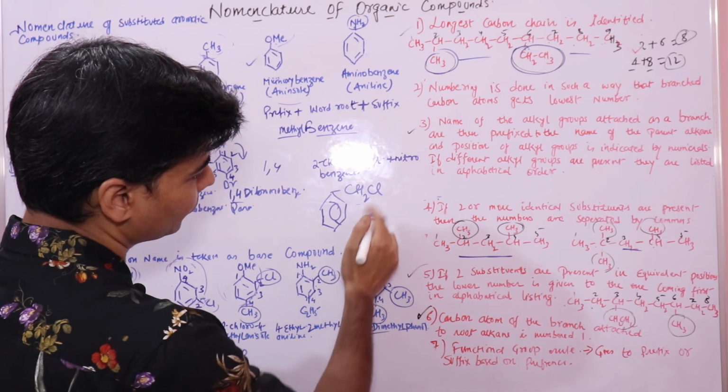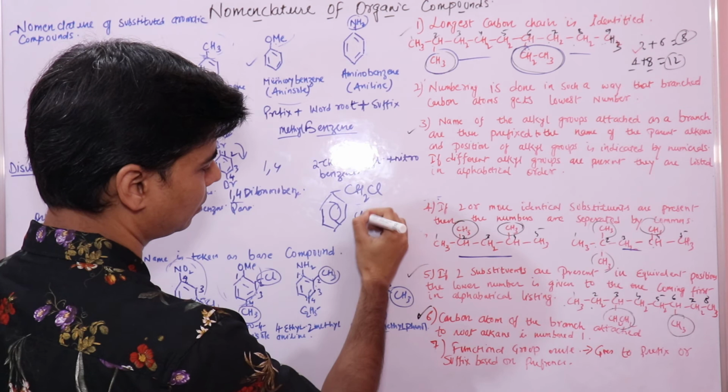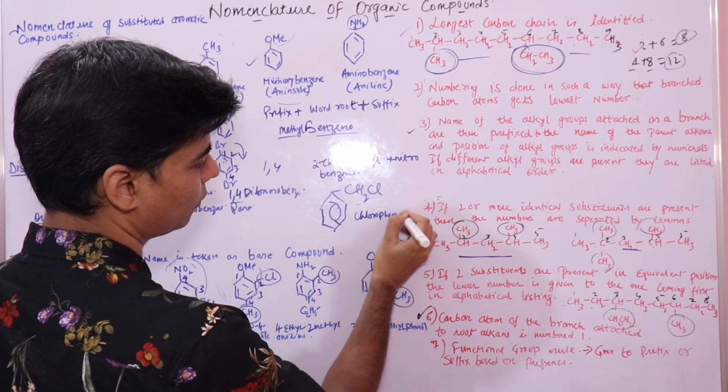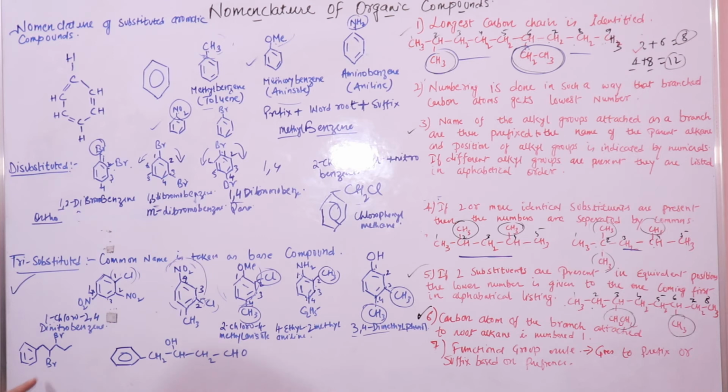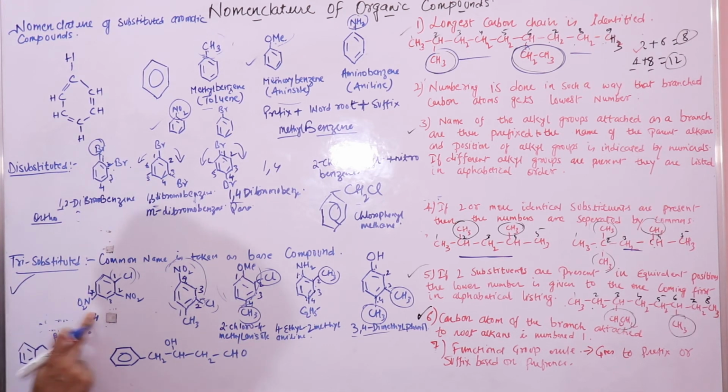So we will name it as chlorophenyl methane, right. This is how you will name it. Now let's look at these compounds. Here also you have a side chain, and this side chain has a functional group attached, right. If the side chain has a functional group attached, then this compound is again a phenyl derivative of an aliphatic compound, right. So let's see how to name this.